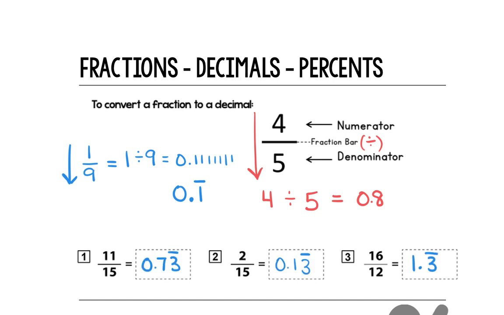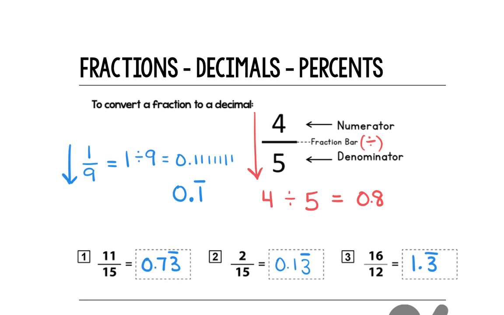Here are the answers. With 11/15, only the 3 repeats, so that repetend bar is only over the 3. Same thing with 2/15, only the 3 repeats. Number 3 was an improper fraction, so you're going to have a whole number here. This is 1.3 repeating.